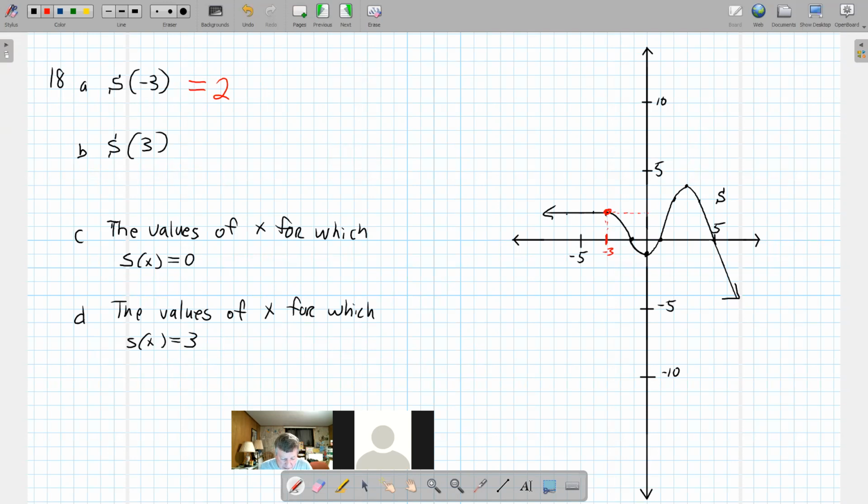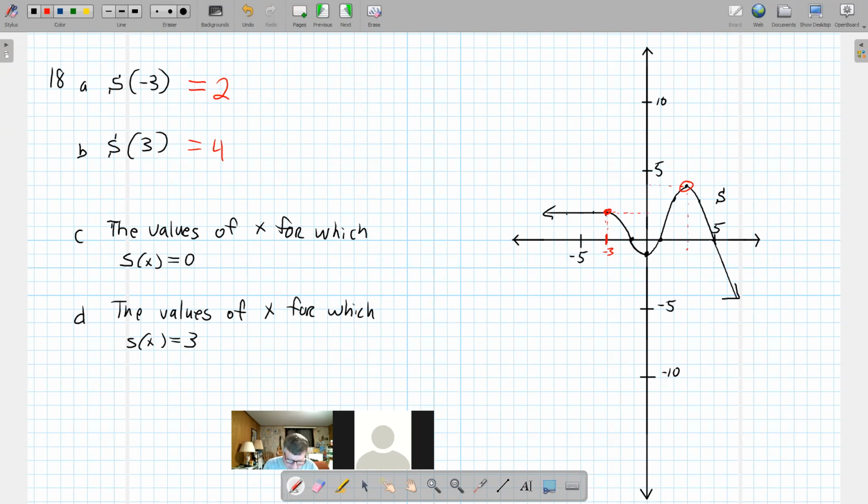Take a look at s of 3. When the input is 3, the output is 4. We okay with that? I guess I'll just assume we are, unless somebody says something.